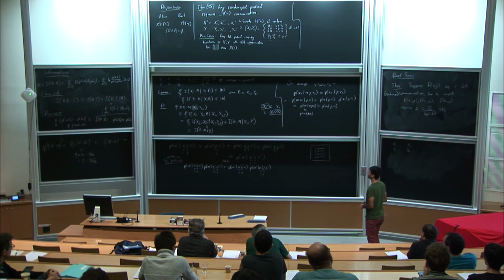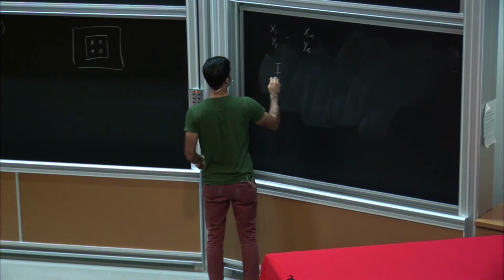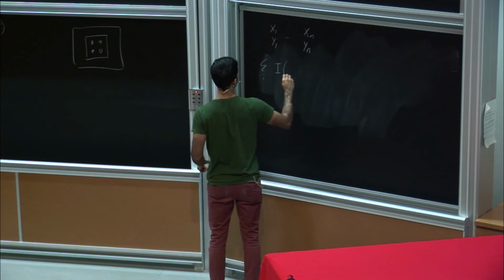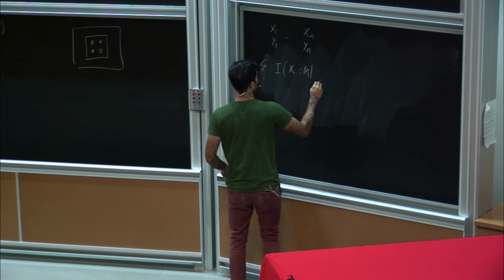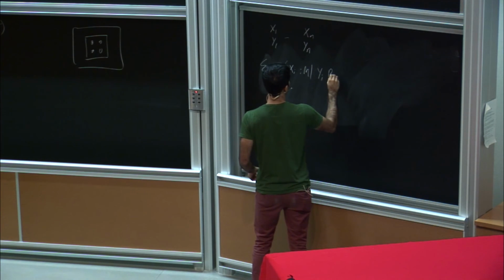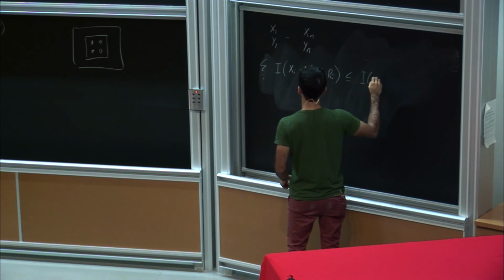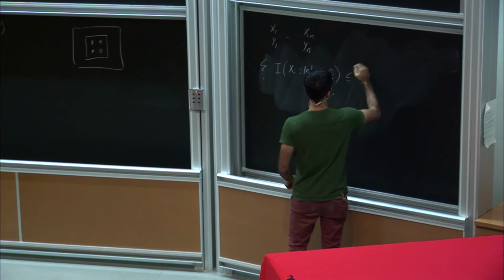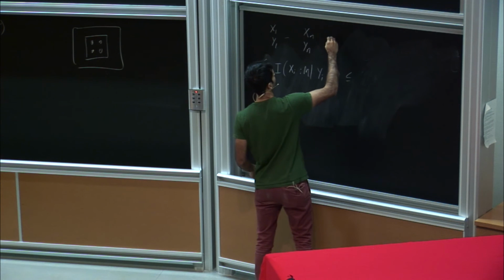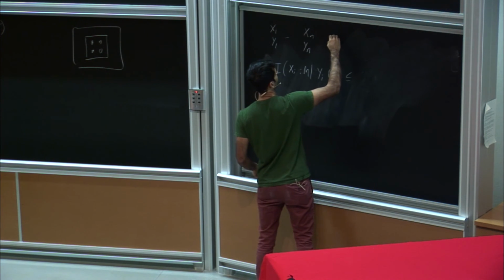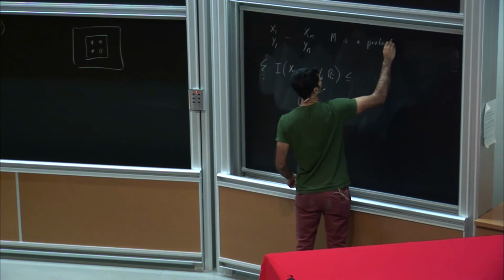What that lemma says is that if you look at the sum over i, xi m given yi ri, then this is bounded by... okay, so say m is a protocol with L bits of communication.